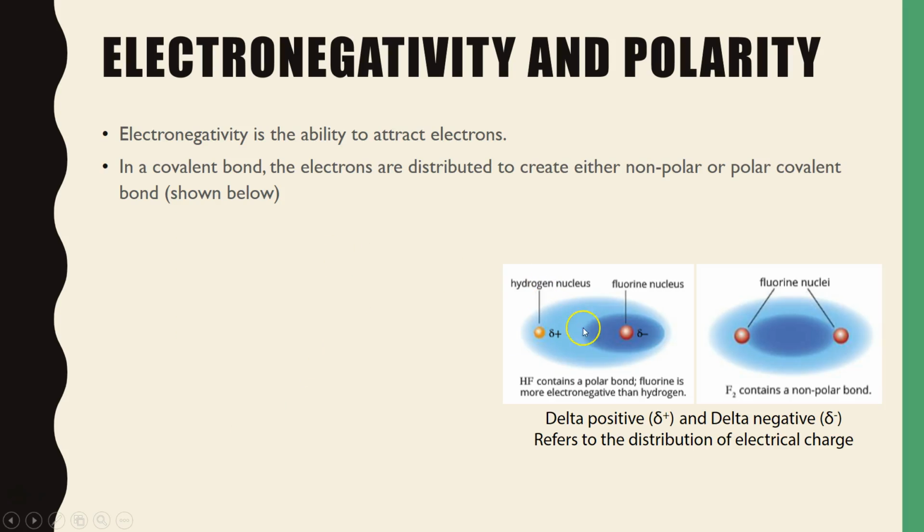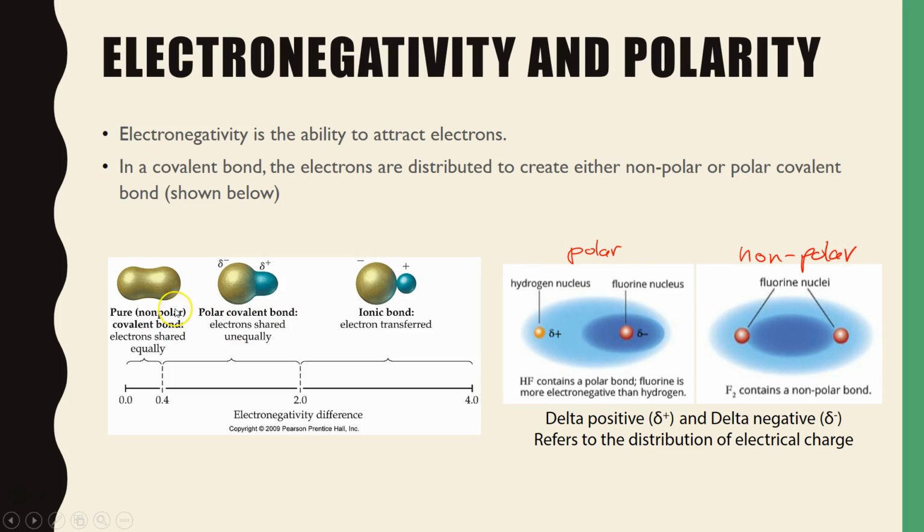If you look at this in a diagram from the textbook, electronegativity describes the ability to attract electrons. If the fluorine atom has a higher electronegativity than hydrogen, therefore it's going to attract electrons more readily, therefore the shape of the molecule is going to become a polar substance. Whereas if you have equal electronegativities, the electrons are going to be shared equally, so you're going to have a non-polar substance.